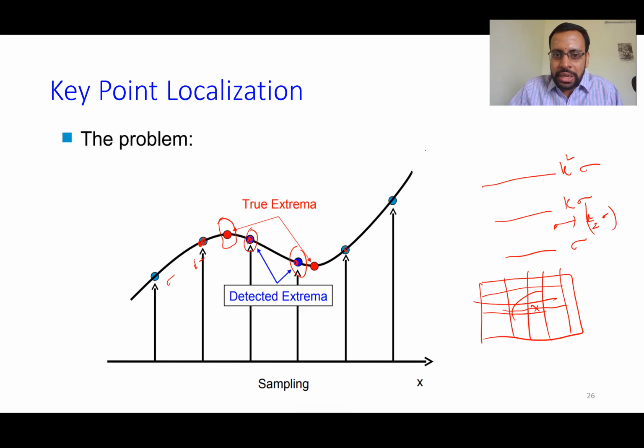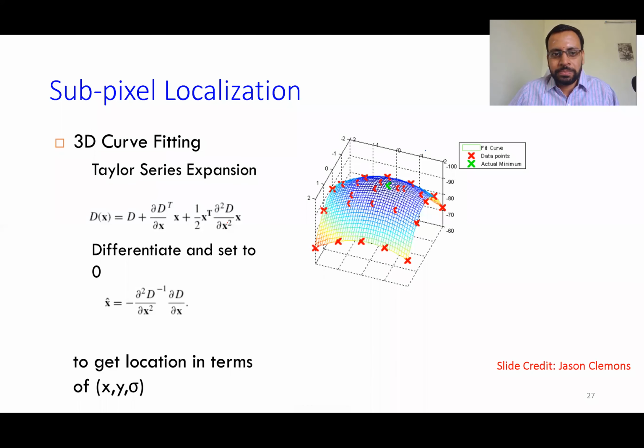Is there any way that I could rather arrive at this rather than these points? Is there any way I could figure out these extremas mathematically? Something you used earlier in the Harris corner detector itself, you could use again here. Taylor series expansion. Okay, you take the Taylor series expansion.